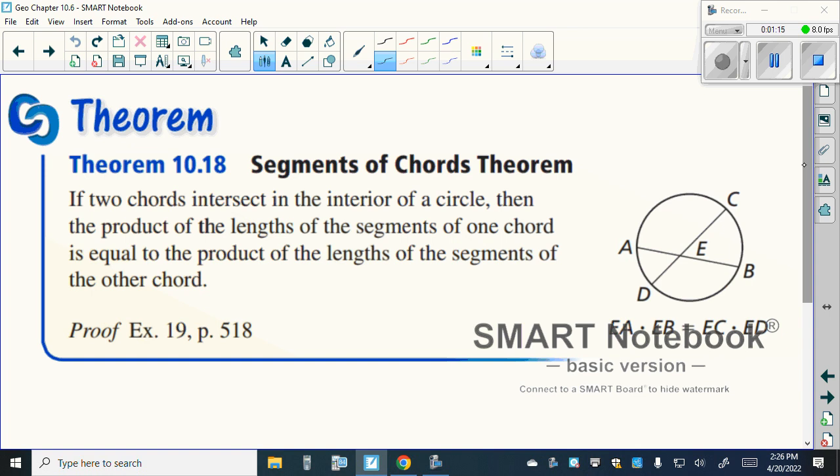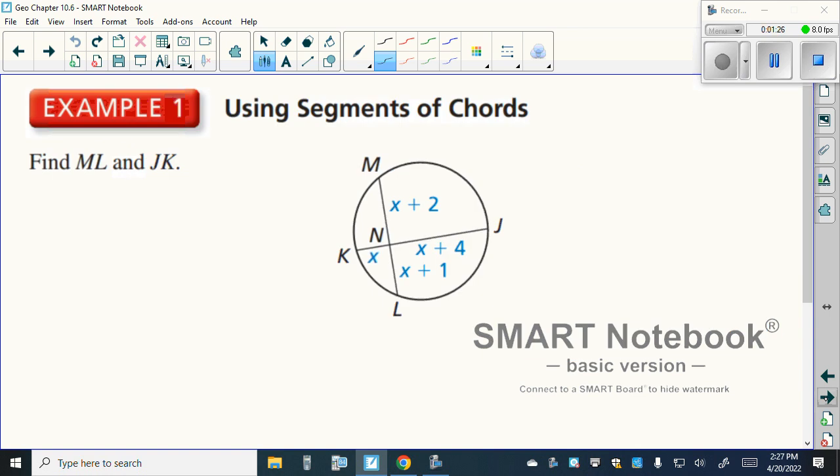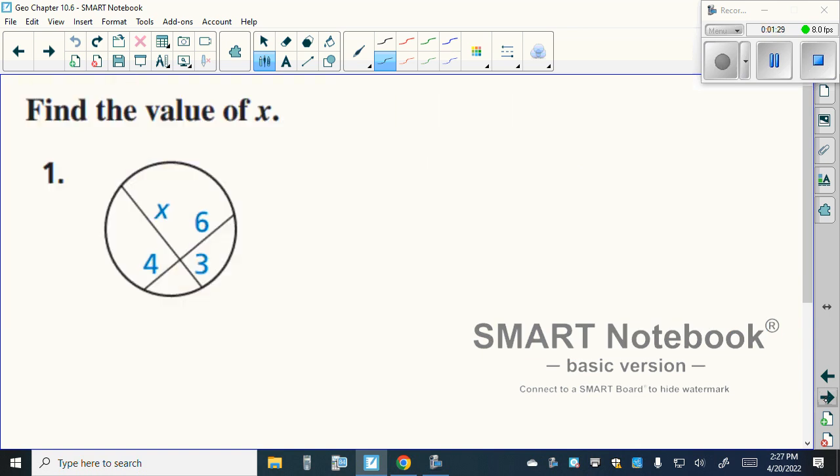So, what we're looking at today is, to start off with, the segment of chords theorem. If two chords intersect in the interior of a circle, then the products of their segment lengths are going to be equal. So, we're going to go to this one first. I want to skip those first two and come back to them. Guys?